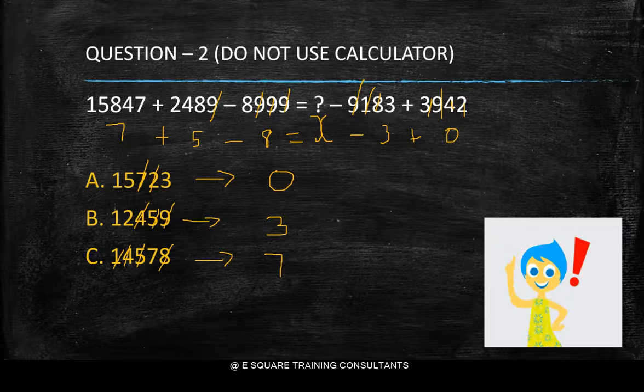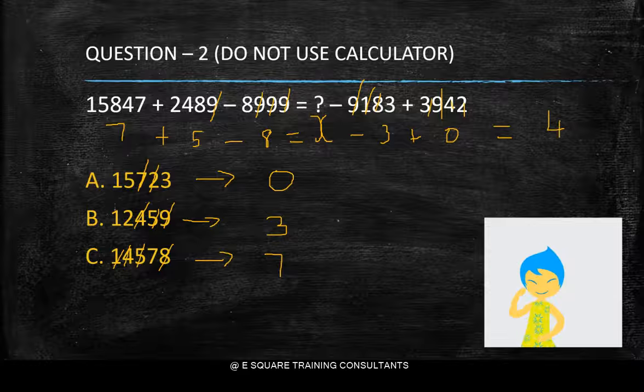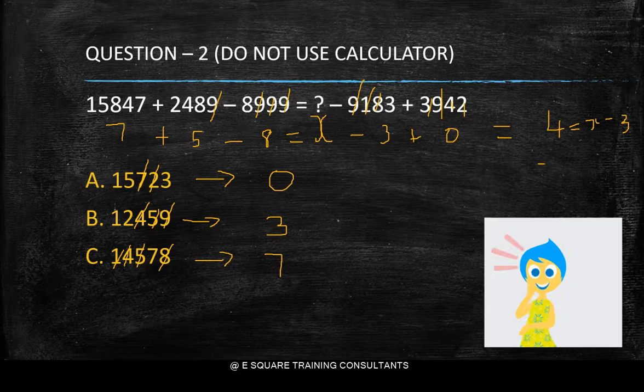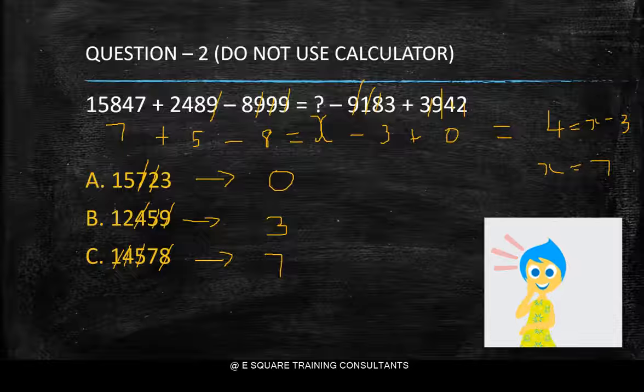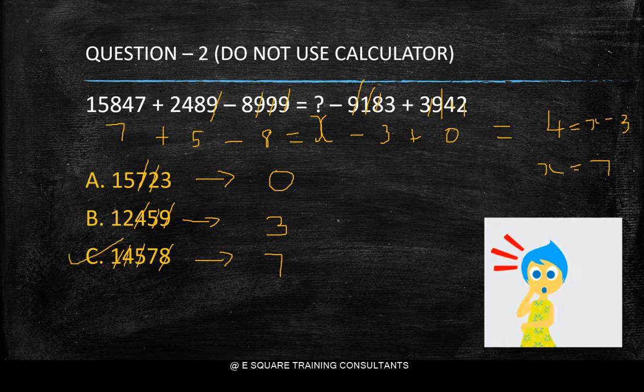Let's calculate this equation. So 7 plus 5 is going to give me 12, 12 minus 8 is 4, so 4 will be equal to x minus 3. So on solving this, x will be equal to 4 plus 3, which is 7. So whichever answer option has 7 as its digital root will be the number that replaces x. So with no doubt, option C is the answer.